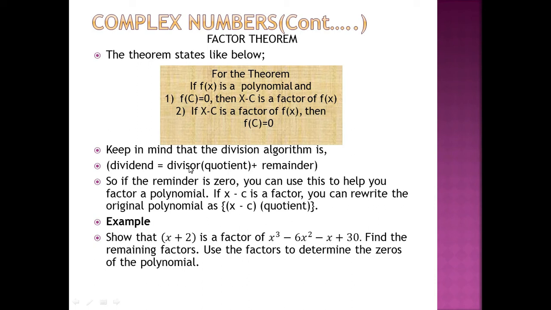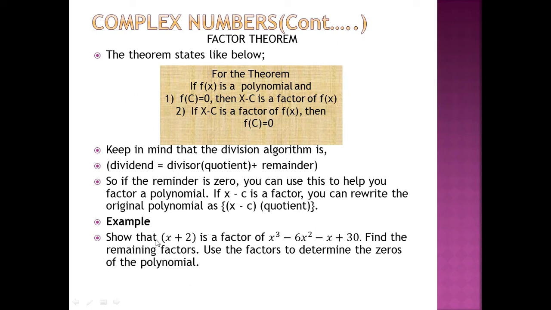Keep in mind that the division algorithm is dividend is equal to divisor times quotient plus remainder. So if the remainder is 0, you can use this to help you to factor a polynomial. If x minus c is a factor, you can rewrite the original polynomial as x minus c times the quotient, the remaining part of the equation.